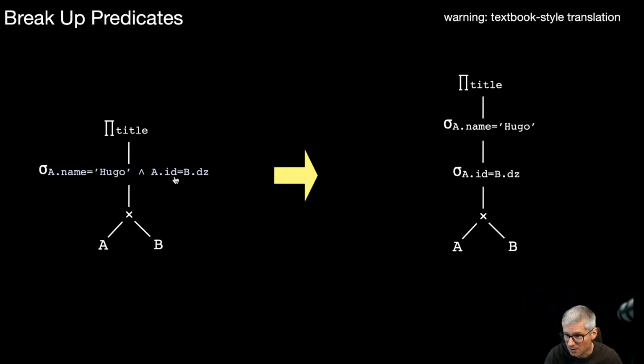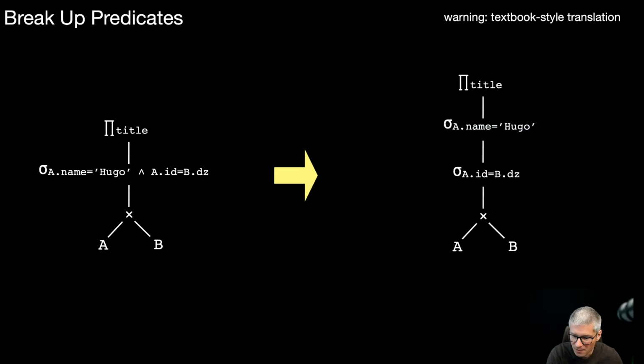I can break that up into two separate predicates if I wanted to, and that's what I'm doing here. I say, okay, I first filter on that one, and then I filter on that one. You could also do it the other way around. It doesn't matter. It doesn't change the result, but it's semantically equivalent to what I'm doing on the left. And that's one possible type of rewrite.